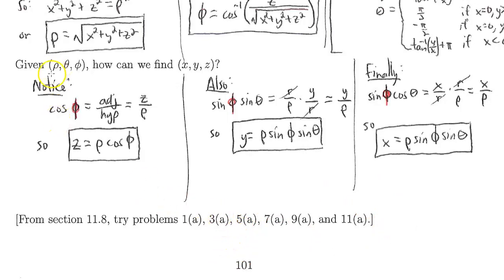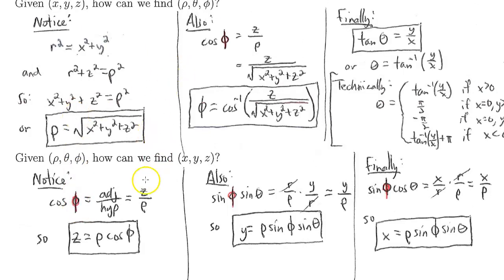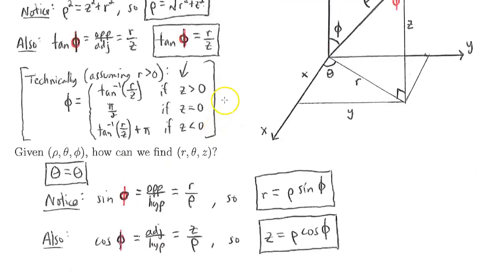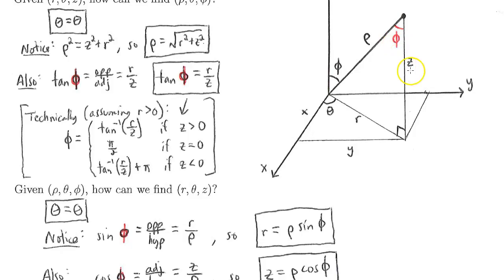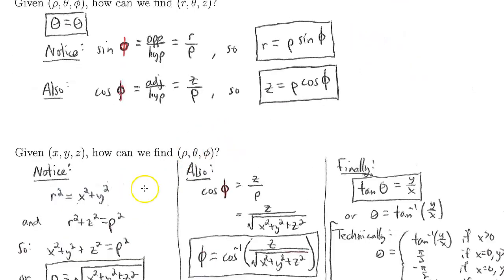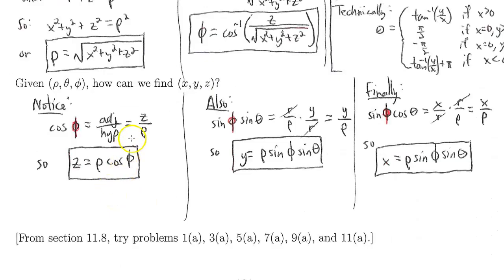So if we're given rho, theta, and phi, those spherical coordinates, how do we come up with the rectangular coordinates x, y, and z? First, let's figure out what z is. Notice that cosine of phi, and we've looked at this a couple of times already, is z over rho. It's adjacent over hypotenuse. So we can write this as z equals rho cosine phi. Notice we've written z in terms of rho and phi.